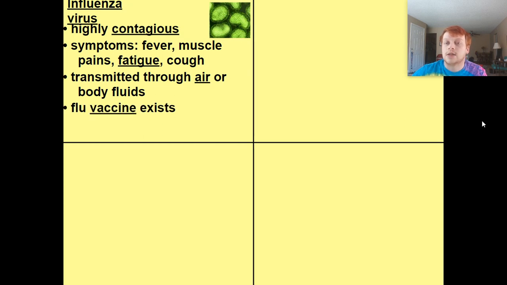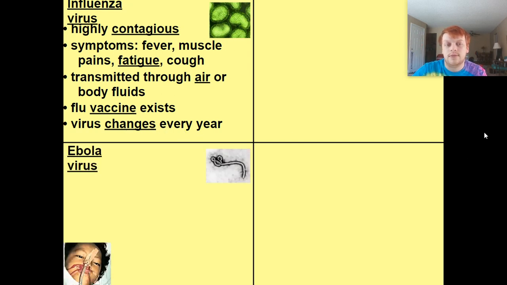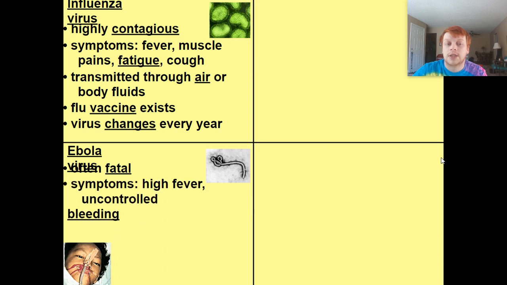We do have vaccines for the flu. We have to develop new ones every year based on the different strains that are available. So you should be getting your flu vaccine regularly because those viruses change or evolve every year. Next up, we have the Ebola virus, which I'm sure you all have seen in the news. Ebola is often fatal, so people who contract it usually die from the disorder. Symptoms include a high fever and uncontrolled bleeding.